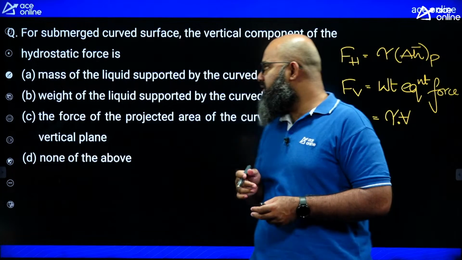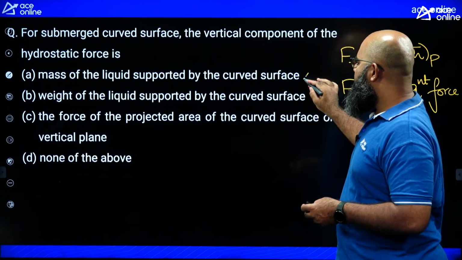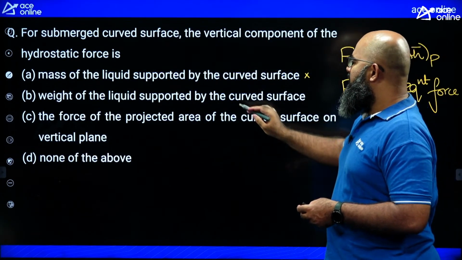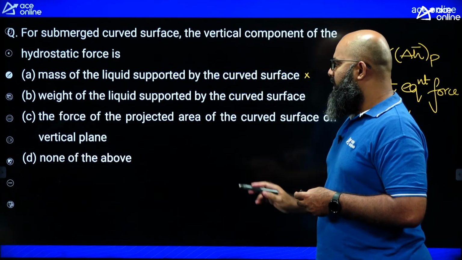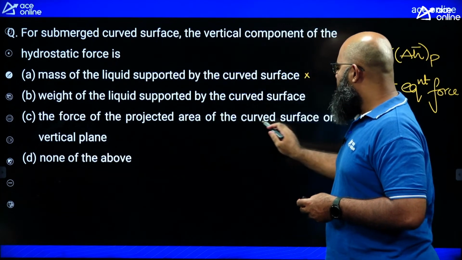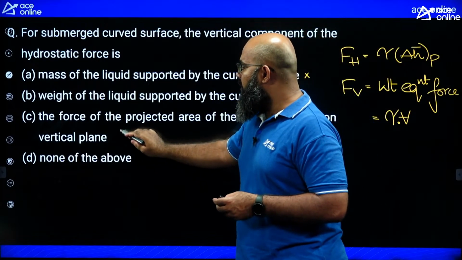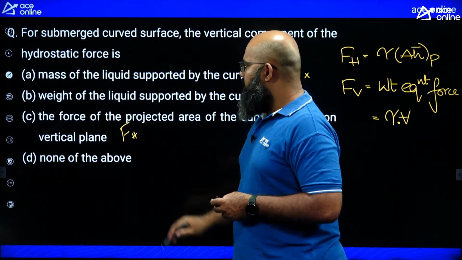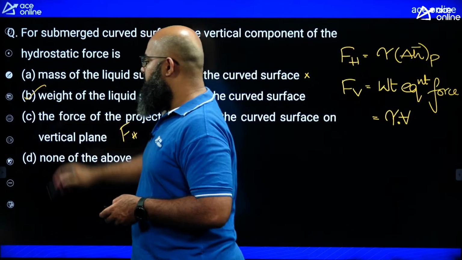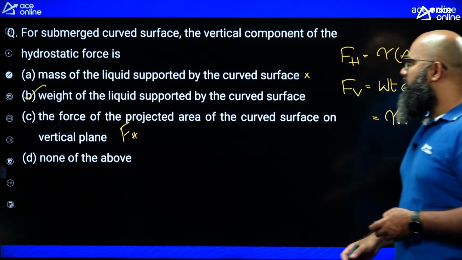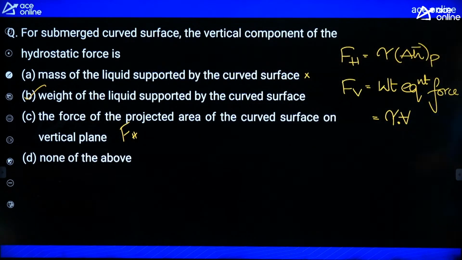Now let us look at the options over here. Mass of the liquid, that is wrong. Weight of the liquid, that is correct. Next thing, force of the projected area of the curved surface, this is for horizontal component. So the correct answer over here is option B. Option B would be the correct answer over here. I am stepping aside so you can look at the options once.